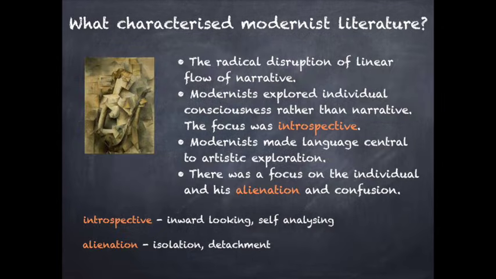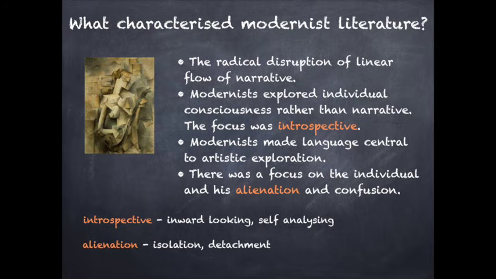I've gone through some of the characteristics of modernist literature in dot points. Now, look, some modernist literature has lots of these things, some only has a few. So keep your eye out for them. The first one is the radical disruption of linear flow of narrative. Two, modernists explored individual consciousness rather than narrative. The focus was introspective, so internal. Three, modernists made language central to artistic exploration. Four, there was a focus on the individual and his alienation and confusion.